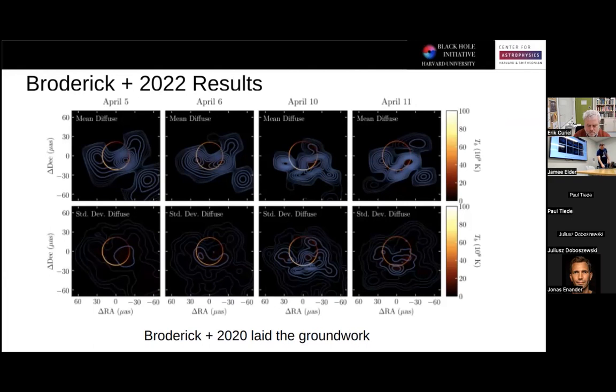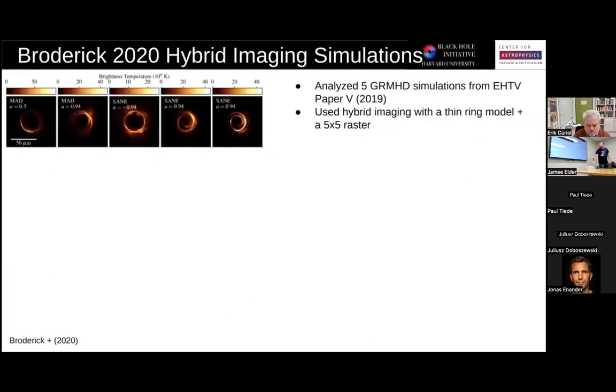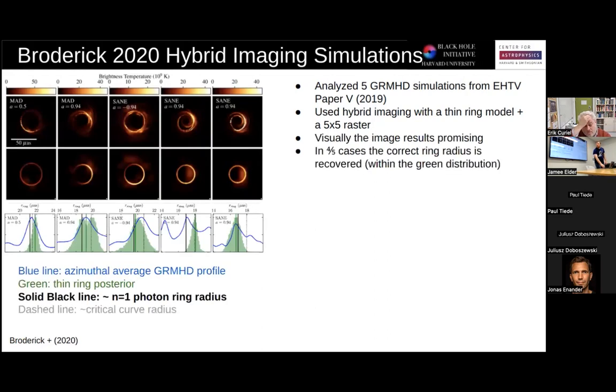And a lot of the confidence in this paper was built up on an earlier paper in 2020. So this is a broader 2020 hybrid imaging and modeling VLBI interferometers paper. What they did in this paper is they have 5 GRMHD simulations. These are grabbed from the original EHT papers on M87. And we did this exact breakdown. So we fit this with our 5 by 5 raster and started looking at the ring parameters.